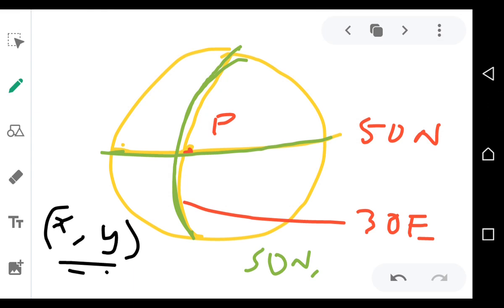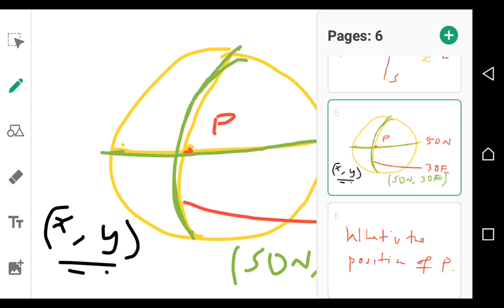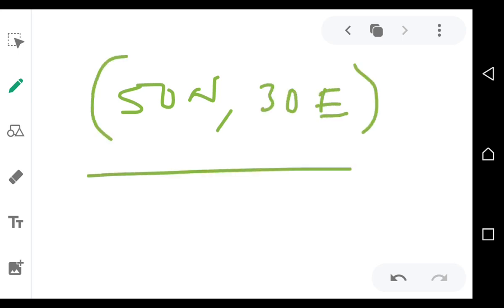So my y coordinate is what? 30 degrees east. Okay? So this is the point. In short, the position is 50 degrees north, comma, 30 degrees east, in brackets. This is the answer.